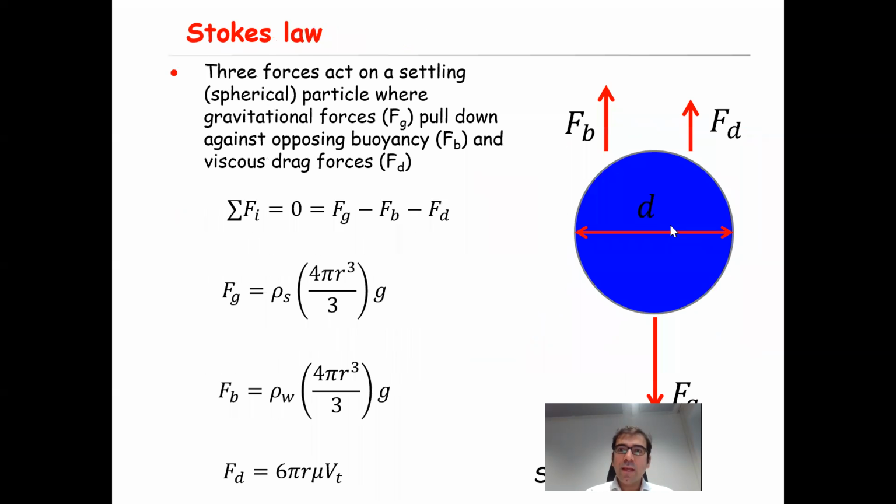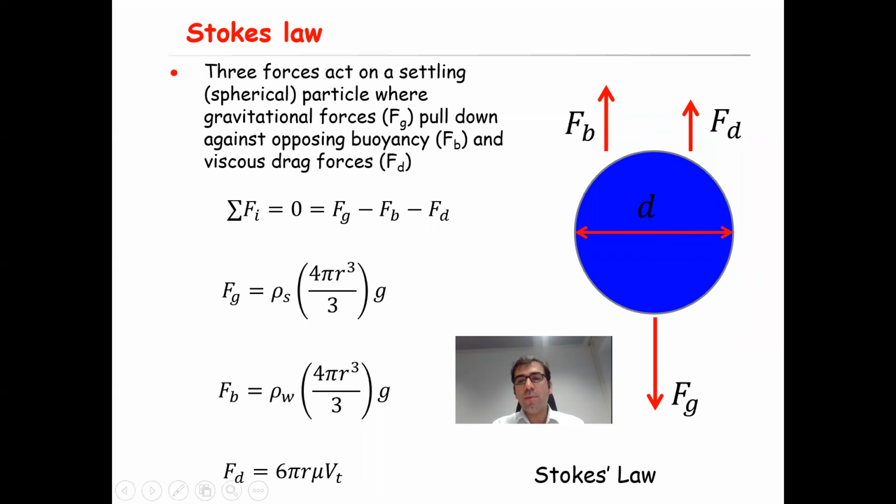So how does it work? If you consider one single droplet that is settling in a solution, there are three forces acting simultaneously on this particle. One is the downward gravity, represented by Fg. Then you have the upward buoyancy force, Fb, and the upward drag force, Fd. Note that the particle here is spherical with a diameter d. At steady state, the forces acting in the vertical direction balance each other, so the summation should be equal to 0. That means the downward Fg minus the upward Fb minus the upward Fd is equal to 0.